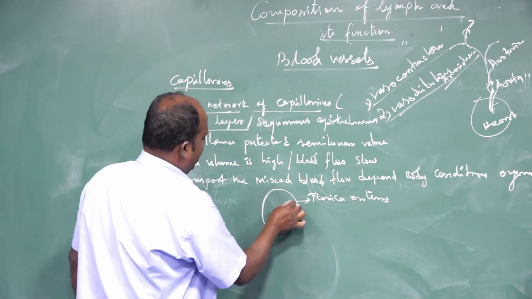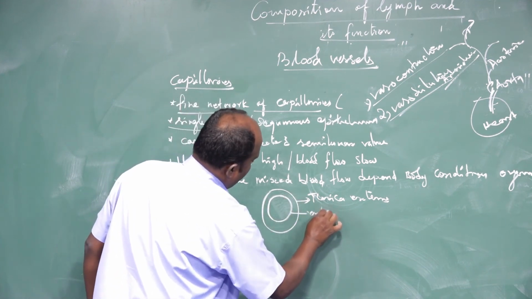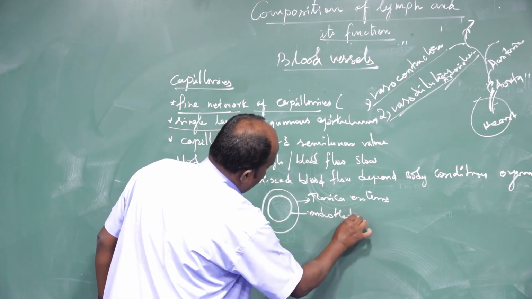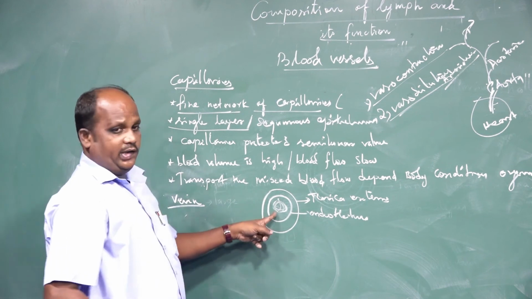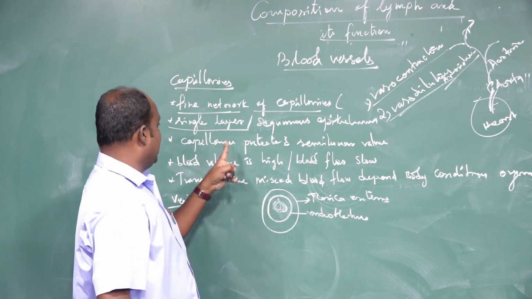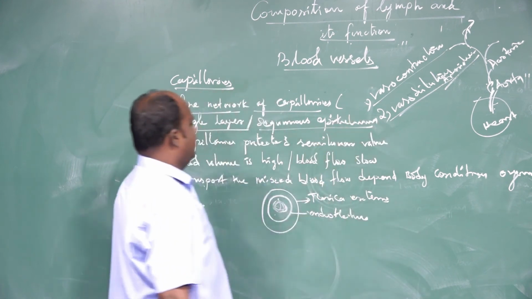Tunica externa. Inside it is the endothelium. But inside this is the lumen. The lumen is the structure carrying the blood. It is a single layer, inside of which is simple squamous epithelium.